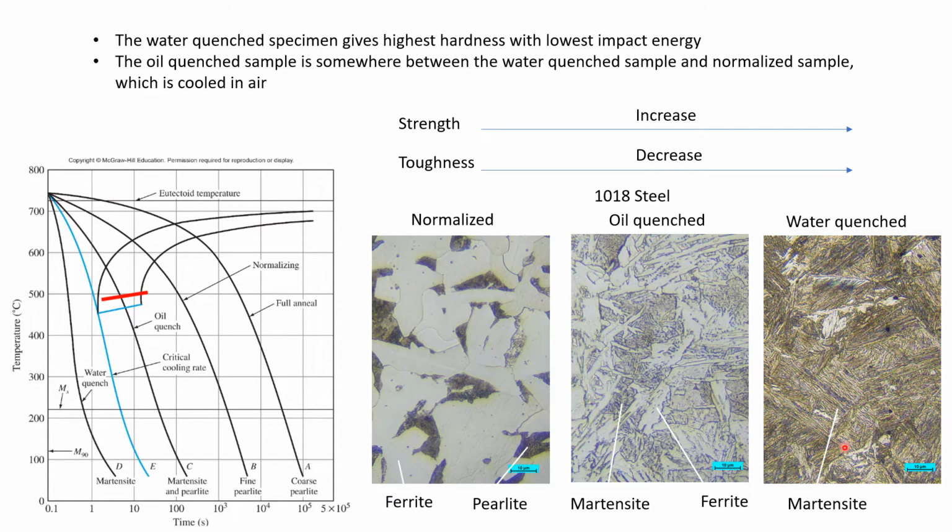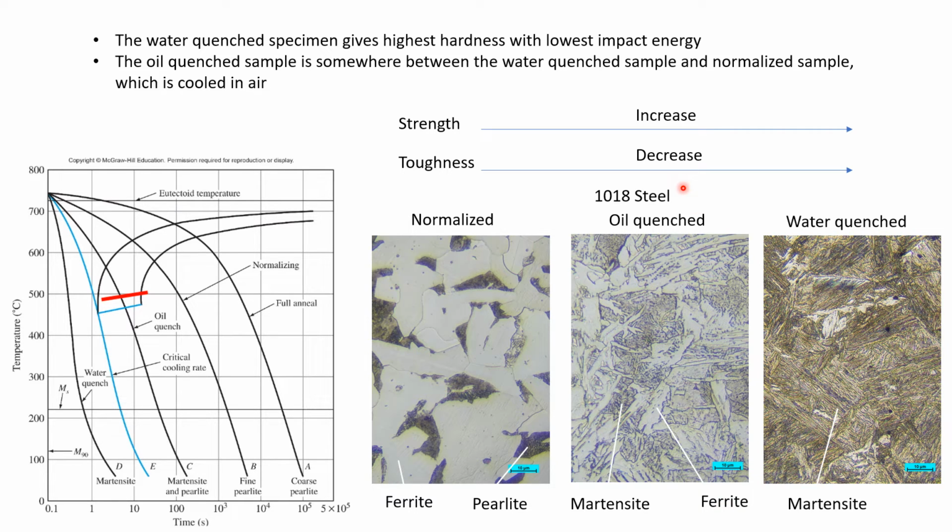The quenched sample will give mostly martensite. As you can see, the martensite has a microstructure pretty much like needles. This white region is called retained austenite, which I'm going to talk about later. And the oil quench microstructure is pretty much a mixture between these two materials. You can see some regions of martensite and also some regions of ferrite, because the majority of the normalized sample is ferrite.